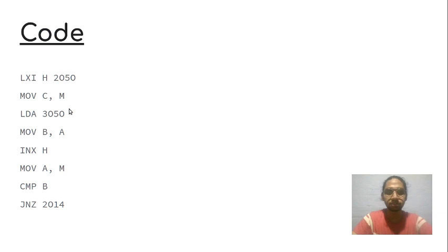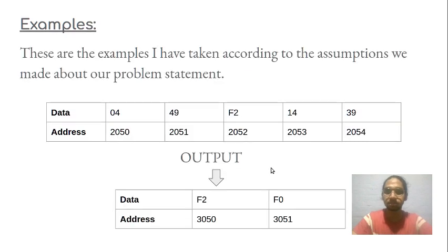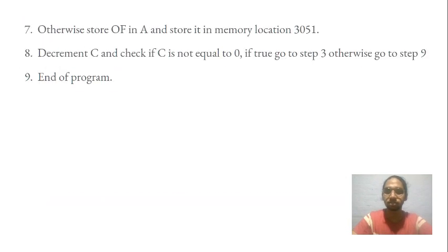So this is the program of 8085 programming by which, if the following number is present in the array, it stores F0. If the following number is not present in an array, we store 0F in 3051. If it is present in an array, we store F0 in 3051.